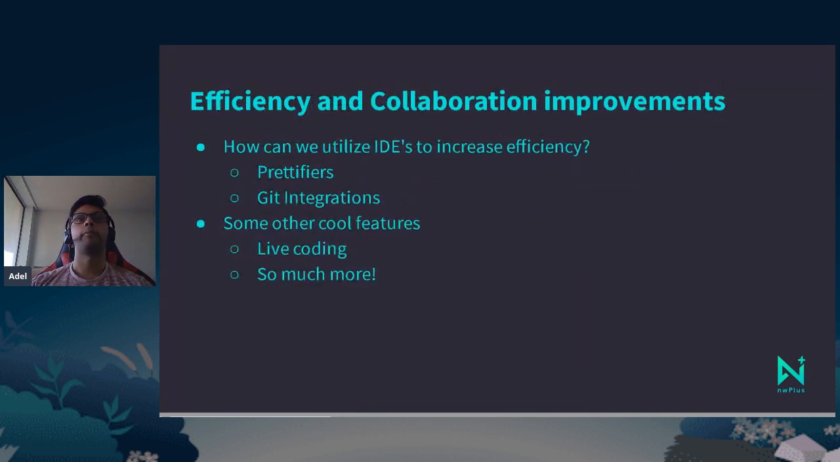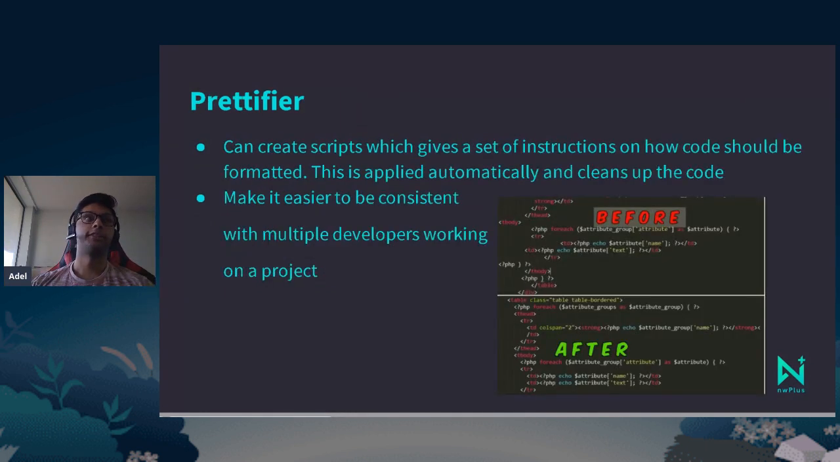So one of the main important reasons why we want to use an IDE is to increase our efficiency. And we have things like prettifiers, Git integration, and there's a lot of other cool features like live coding. So prettifier. Let's look at the two photos over here. The first photo is what would happen if you didn't have a prettifier. The second is what your code would look like if it had a prettifier.